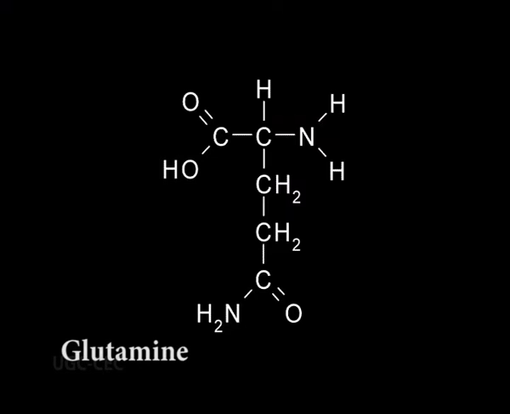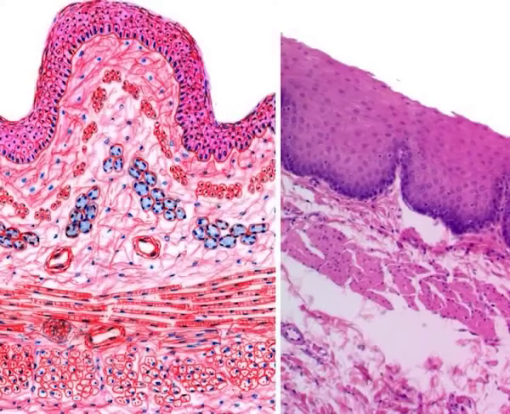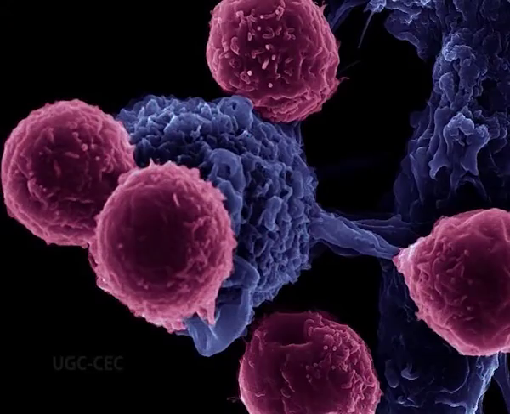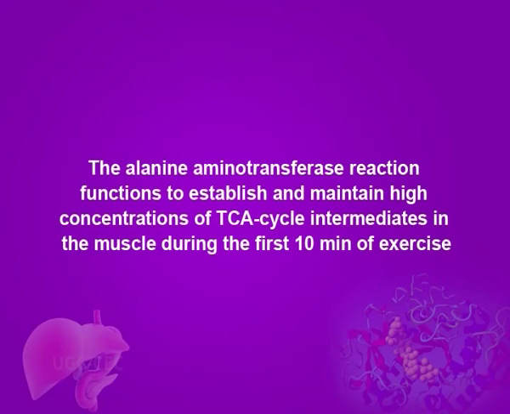Glutamine produced by muscle is an important fuel and regulator of DNA and RNA synthesis in mucosal cells and immune system cells and fulfills several other important functions in human metabolism. The alanine aminotransferase reaction functions to establish and maintain high concentrations of TCA cycle intermediates in the muscle during the first 10 minutes of exercise.